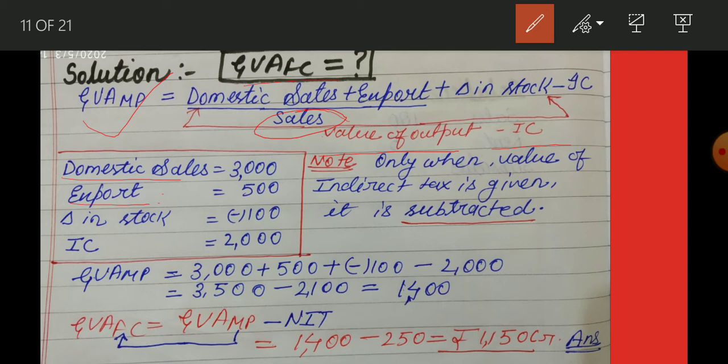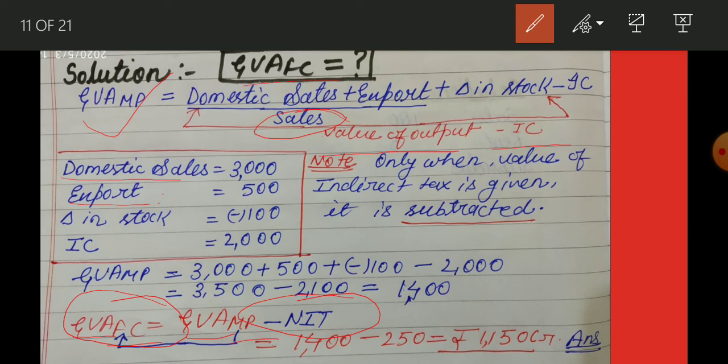we are able to get the value of 1400. Okay, and now we have the value of GVA MP, and we want to calculate the value of GVA FC. So here is only one difference. Here is also GVA, here is also GVA. Here is MP, here is FC.